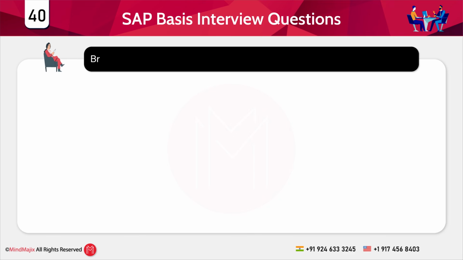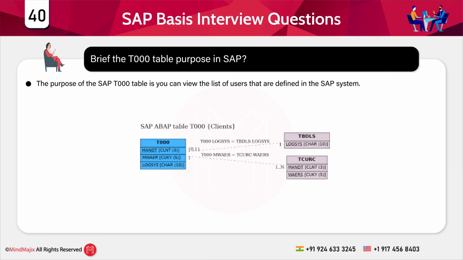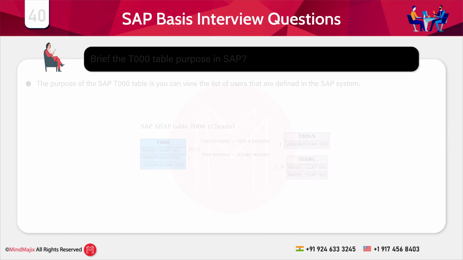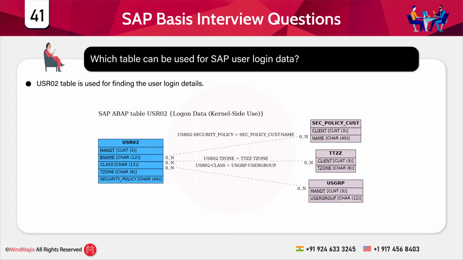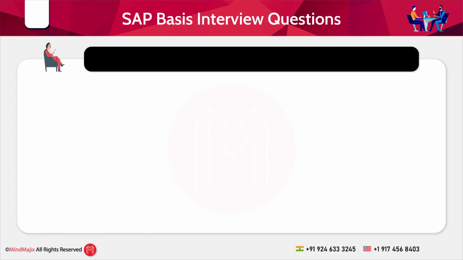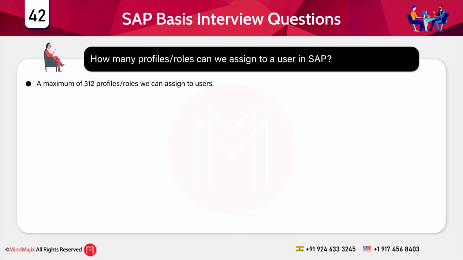The next question is, briefly explain the purpose of the T000 table in SAP. The purpose of the SAP T000 table is that you can view the list of clients that are defined in the SAP system. The next question is, which table can be used for SAP user login data? The USR02 table is used for finding the user login details. The next question is, how many profiles or roles can be assigned to a user in SAP? A maximum of 312 profiles or roles can be assigned to users in SAP.